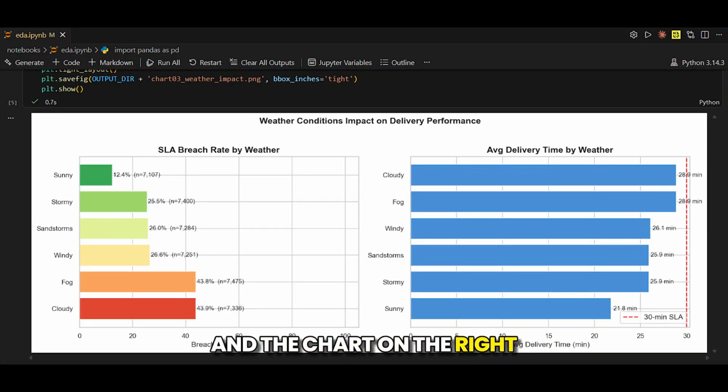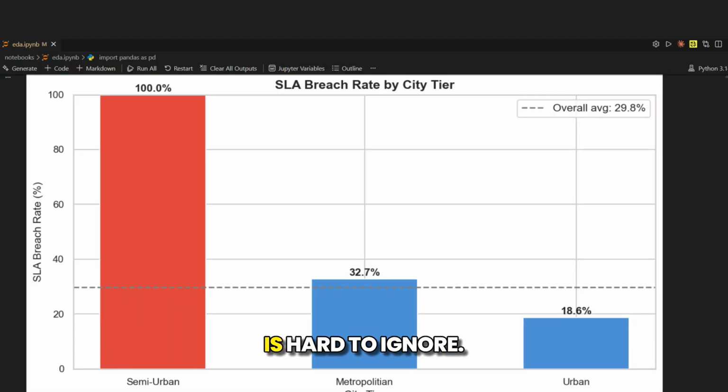And the chart on the right shows average delivery time by weather. Both fog and cloud are pushing close to the 30-minute SLA threshold on average, which explains why breach rates are so high under those conditions. The city tier comparison is hard to ignore. Semi-urban is highlighted in red for a reason. Metropolitan is just above the overall average. Urban is well below it. The performance gap between city types isn't small, it's structural.